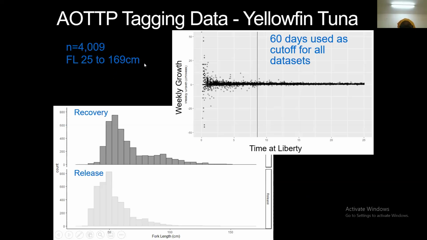This is what the AOTTP tagging data looks like. We determined that 60 days would be our cutoff for all data sets for tagging data for the time at liberty to avoid biases in the growth immediately after tagging. And then this panel over here shows the recovery lengths and the release lengths of the fish, and they range from 25 to 169 centimeters.